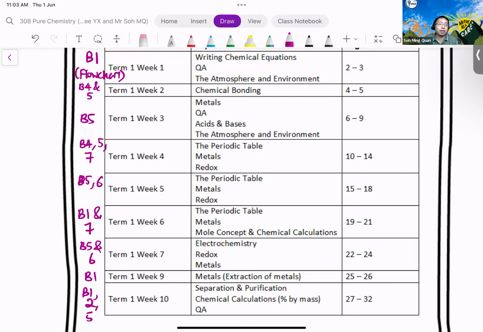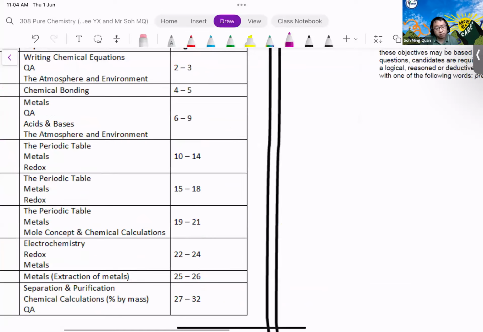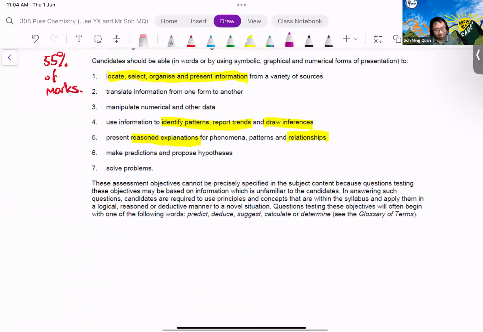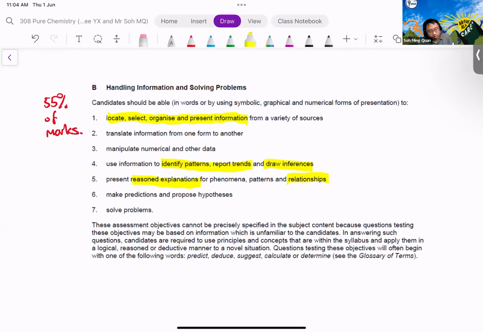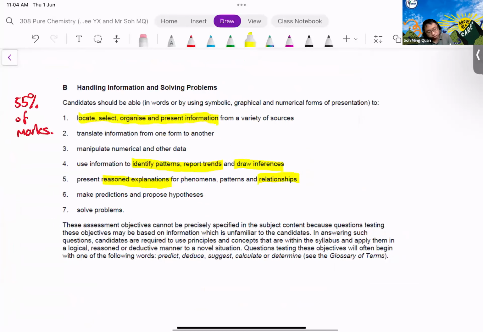Now, how do you recognize a database question? Generally speaking, the question will start with predict, deduce, suggest, calculate, or determine. Another word that you should add here is evaluate. These words, if you see them in a question, most likely it's a database kind of question. So that's all I wanted to go through for the term 1 database questions.